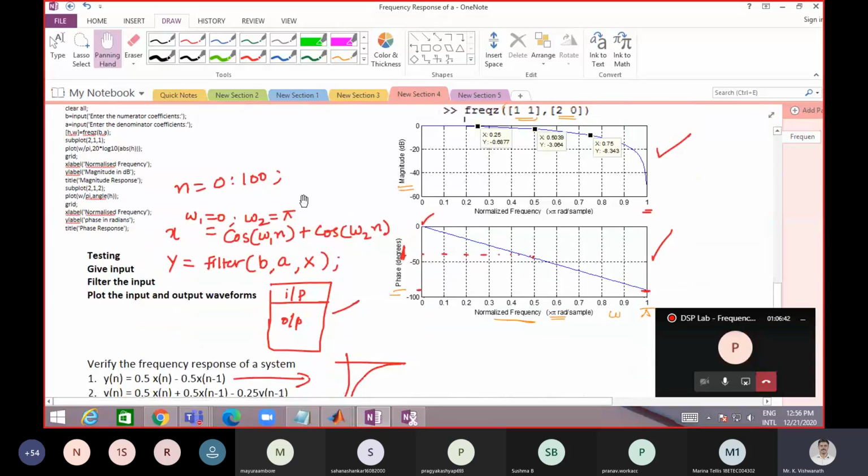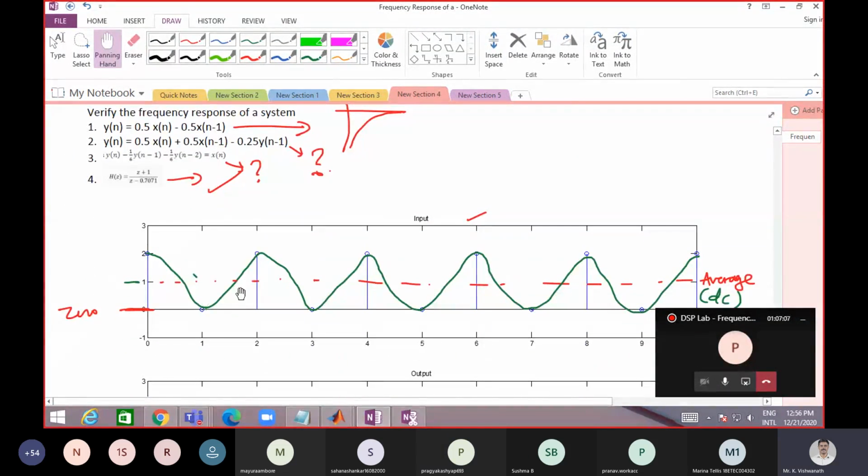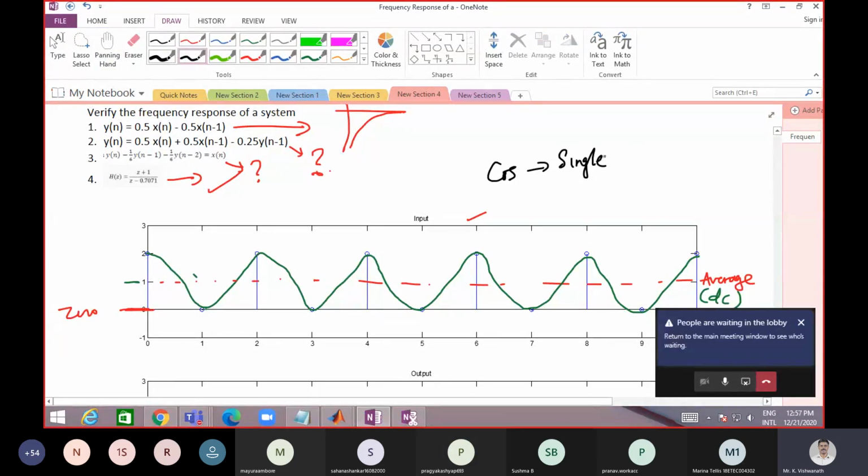Now, in the example, what are the two frequencies that we have considered? Zero and pi. Low frequency is DC, that is 0. High frequency is pi. So this is a low frequency and this is a high frequency. So which is allowed? Now you can see the input waveform. In this input waveform, what are the frequencies present? The cosine is a signal actually. Cosine will have a single frequency, a single tone.